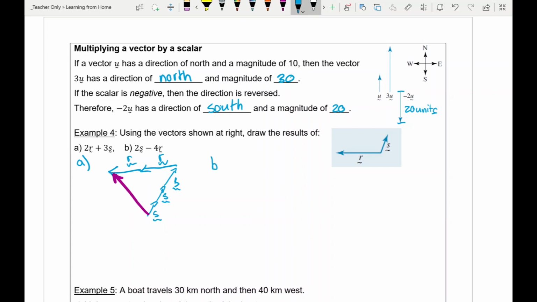And then for part B, we have 2s minus 4r, so our direction is now changing. So if we have our 2 s's coming in like that. And then we have our 4 r's now going to the right instead of the left. So we got 1, 2, 3, 4.